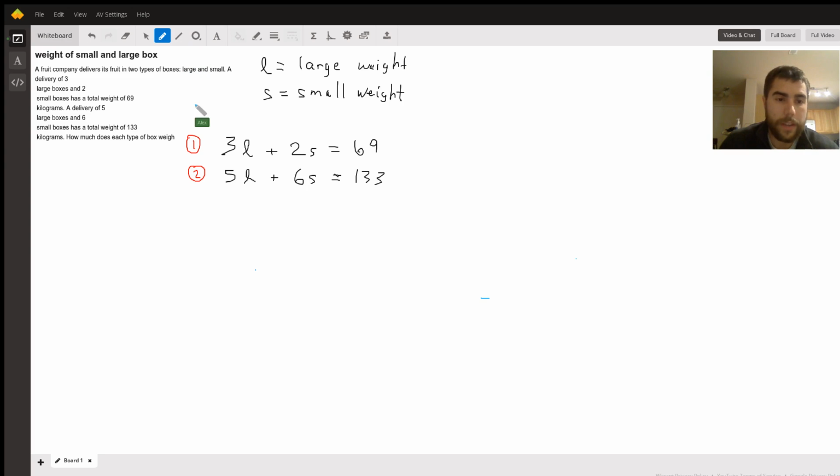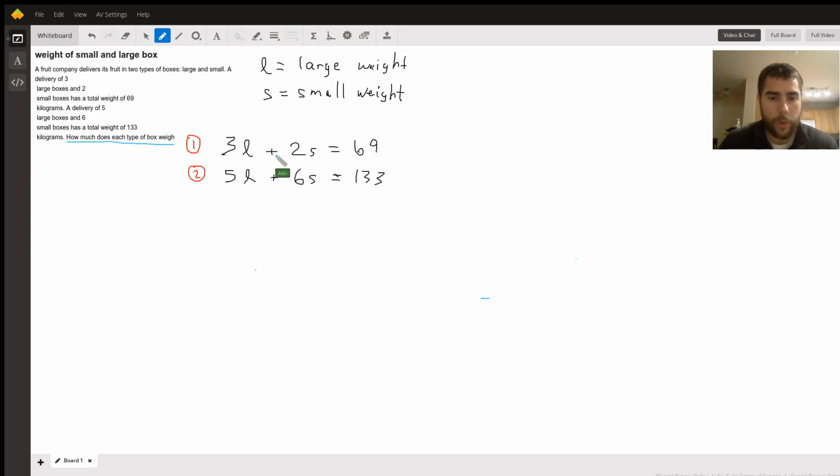So just to underline the problem, what it's asking us to solve is how much does each type of box weigh? That tells us that we're looking for 2 different unknowns, because we have a box of the large weight and a box of the small weight. So I represented those by our variables L and S that we're going to be solving for. Now, because we have 2 unknowns, this is a systems problem because we're going to need 2 equations to solve it.